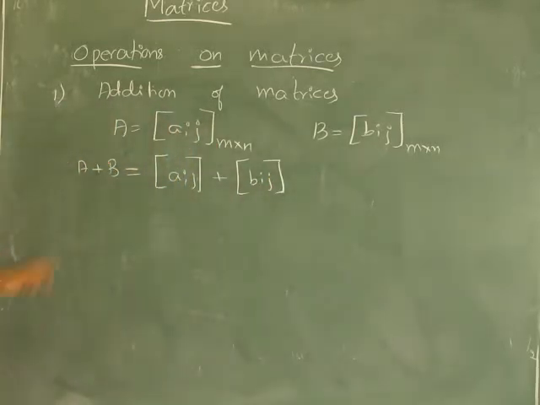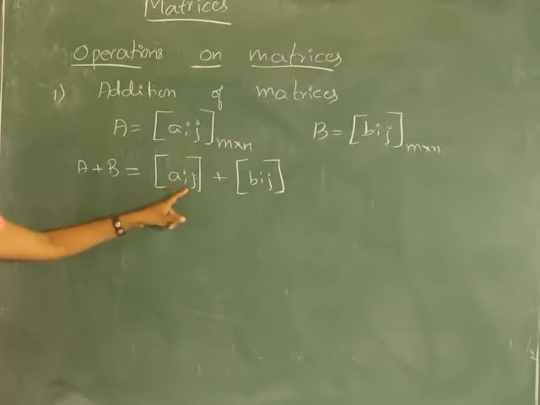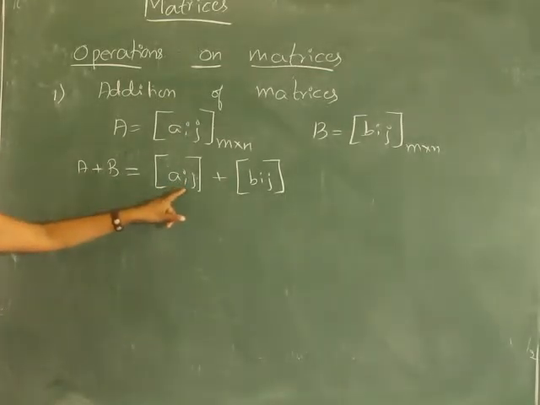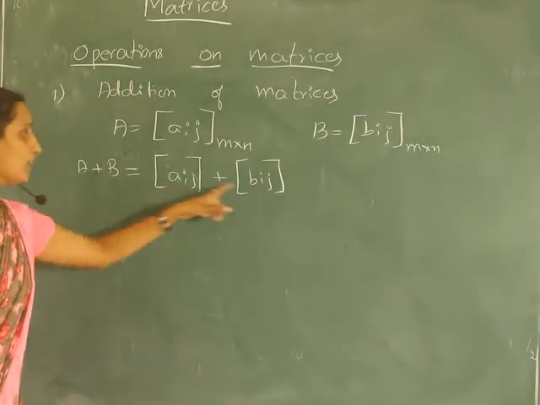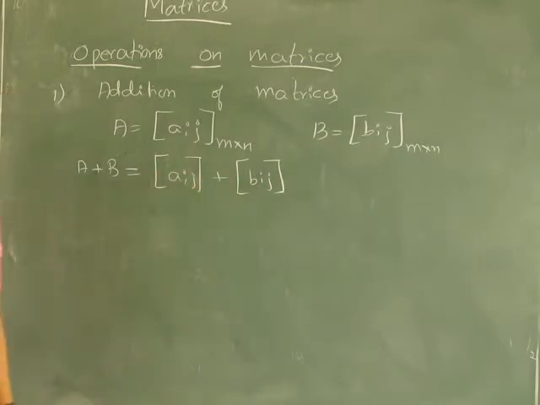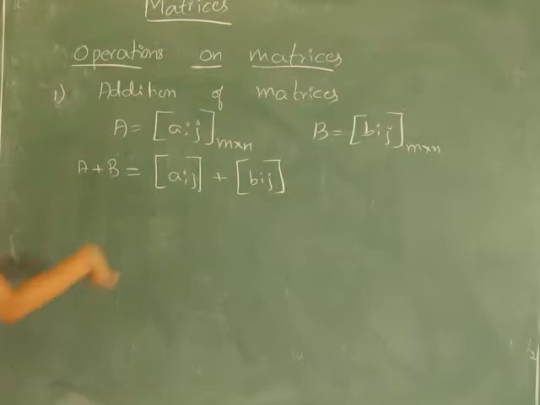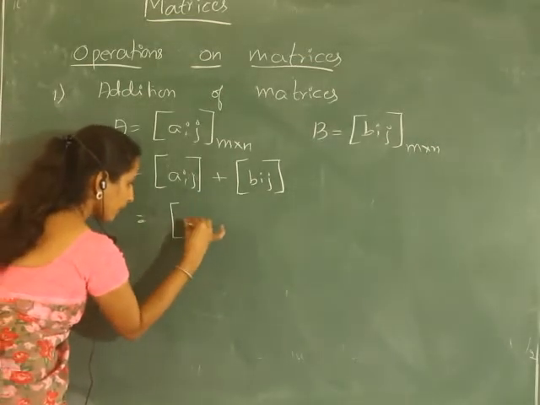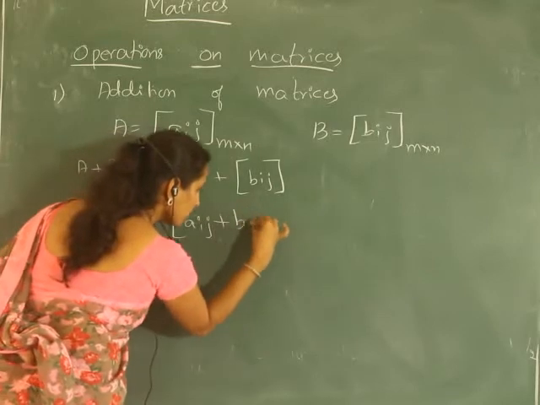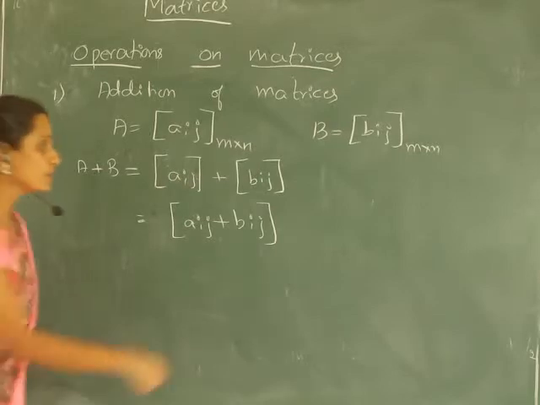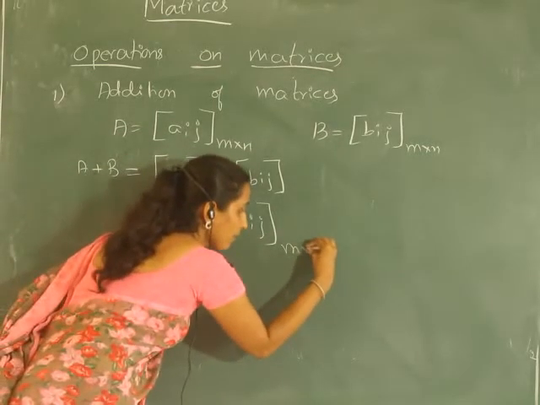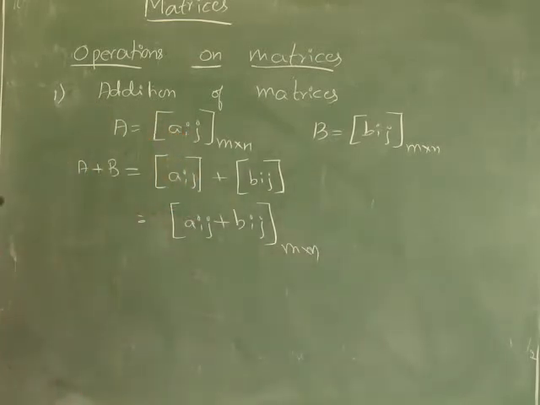Aij indicates the entry of matrix A, the general element, and Bij is the general element of matrix B. Both are real numbers, so we can directly add them. So A plus B is equal to Aij plus Bij; A plus B is a matrix obtained by adding the corresponding entries. This is also of order m by n.